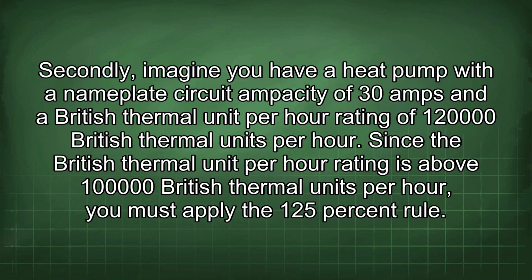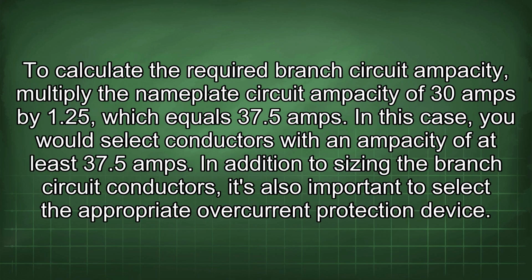Secondly, imagine you have a heat pump with a nameplate circuit ampacity of 30 amps and a British thermal unit per hour rating of 120,000 British thermal units per hour. Since the rating is above 100,000 British thermal units per hour, you must apply the 125% rule. To calculate the required branch circuit ampacity, multiply the nameplate circuit ampacity of 30 amps by 1.25, which equals 37.5 amps. In this case, you would select conductors with an ampacity of at least 37.5 amps.